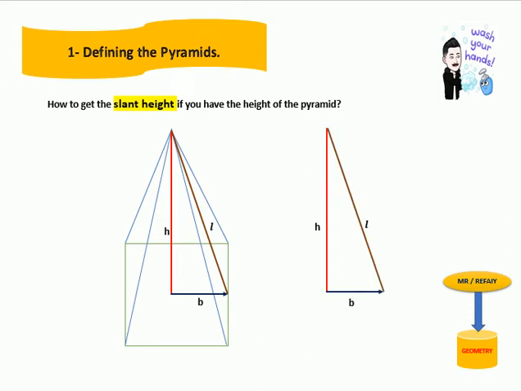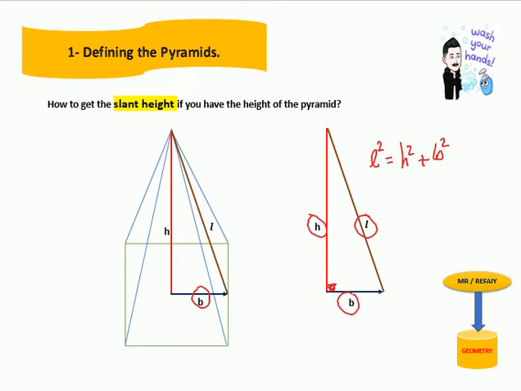So this is the right angle, this is the height, and this is the base of the triangle, and this is the hypotenuse, and we need to get L here. So L squared equals h squared plus b squared. What is the length of b here? The length of b is exactly half of the side of the base. So if this base is 10, this is 5. If the base is 8, then b is 4, and so on.